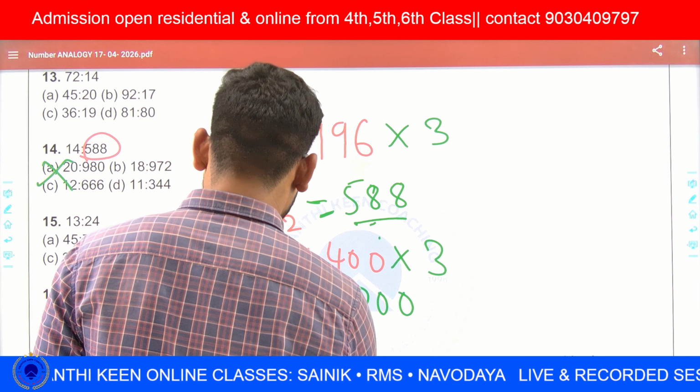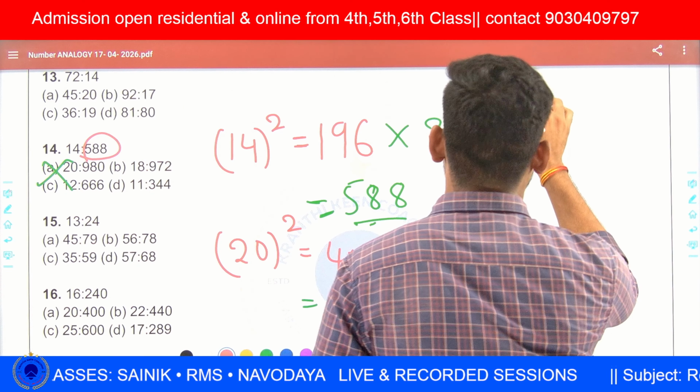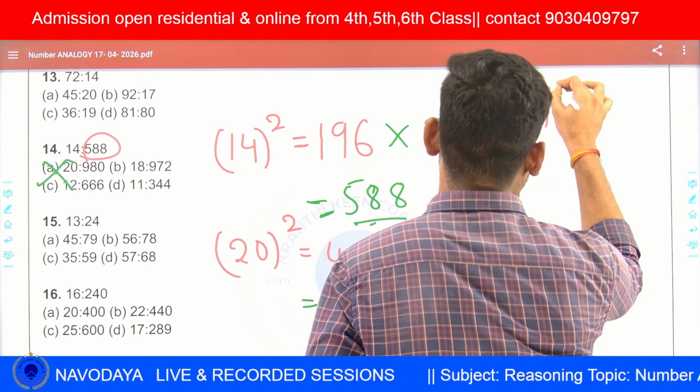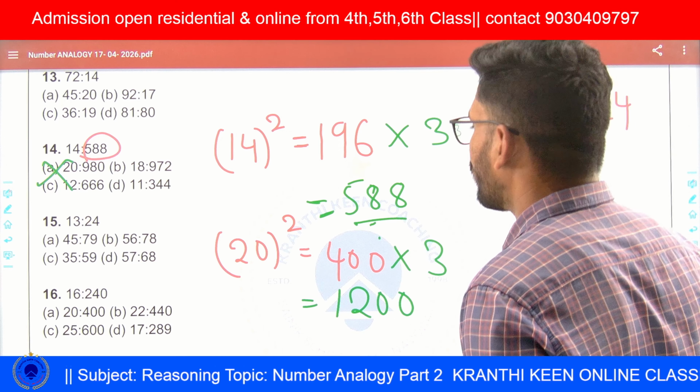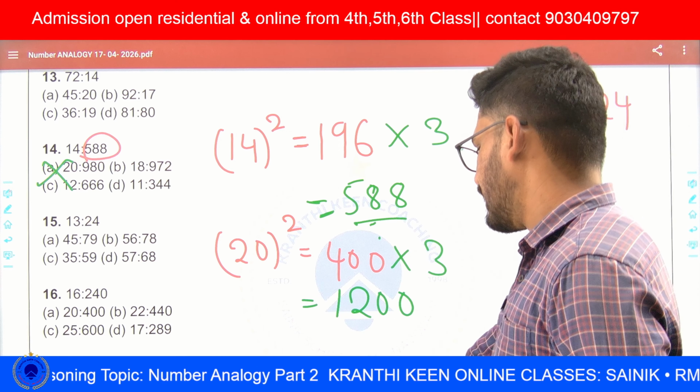Let's check option B. 18 square is how much? 18 square is 324. Am I correct? Yes, 324. Again, if I multiply with 3, what will be the answer? 3 4 is 12, 3 2 6 7, 3 3 is 9, so 972. Now observe the option, 18 and 972. Yes, we find it. So our answer is B. Got it? This is the way you have to do it. So be perfect with the squares of numbers. It helps you a lot.